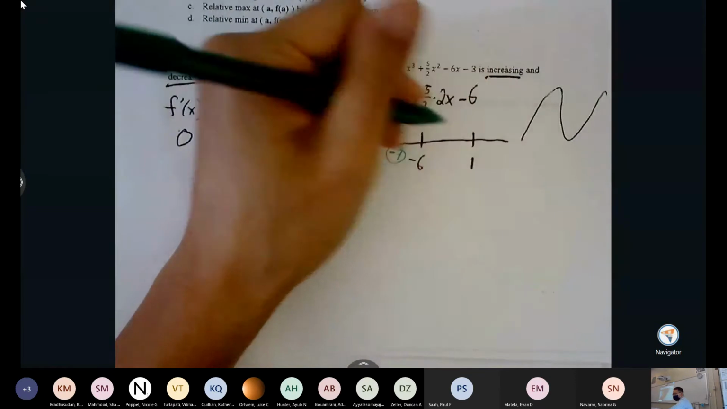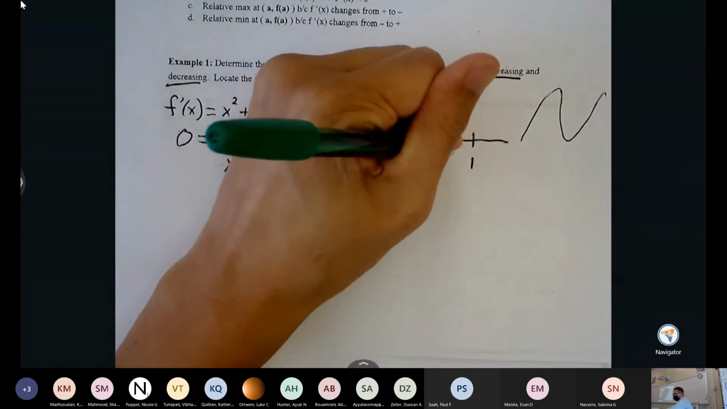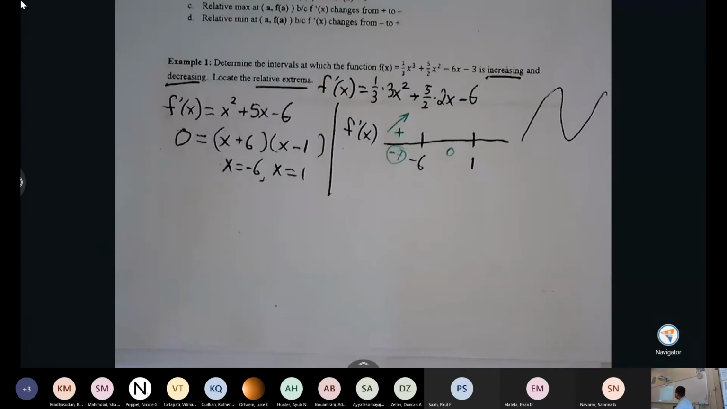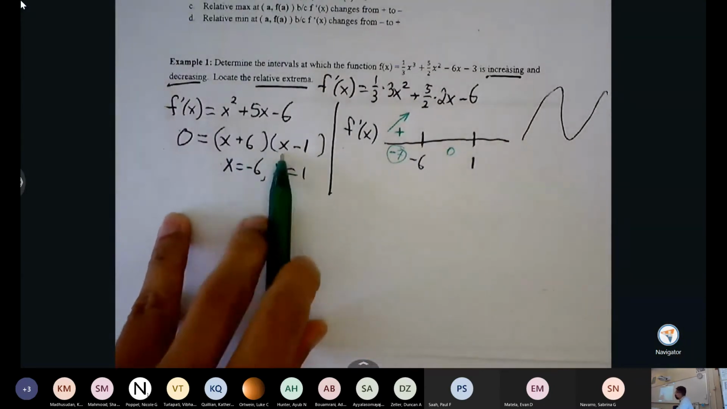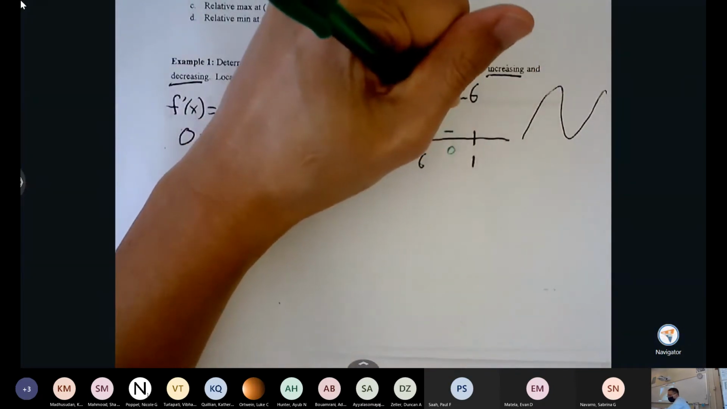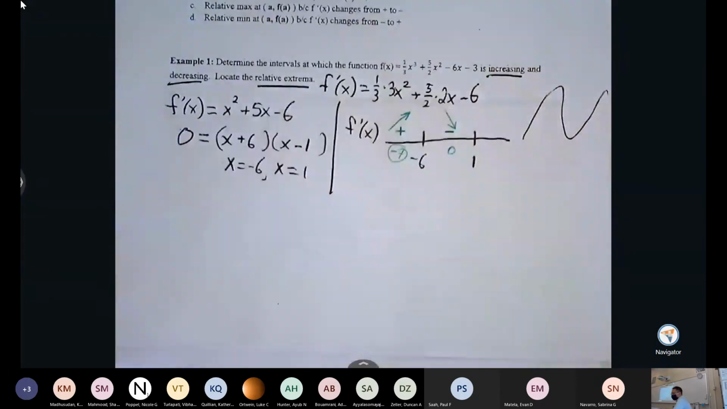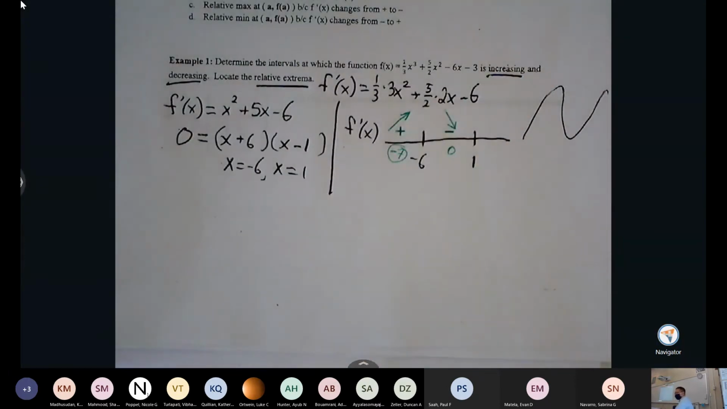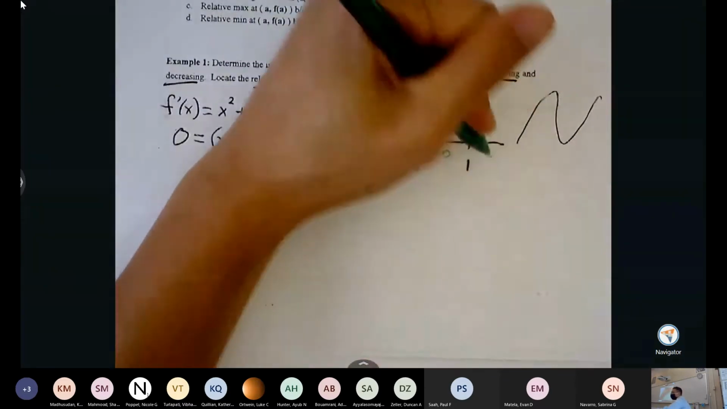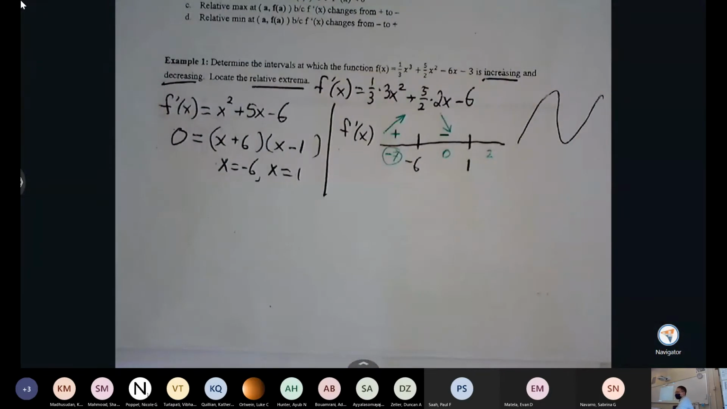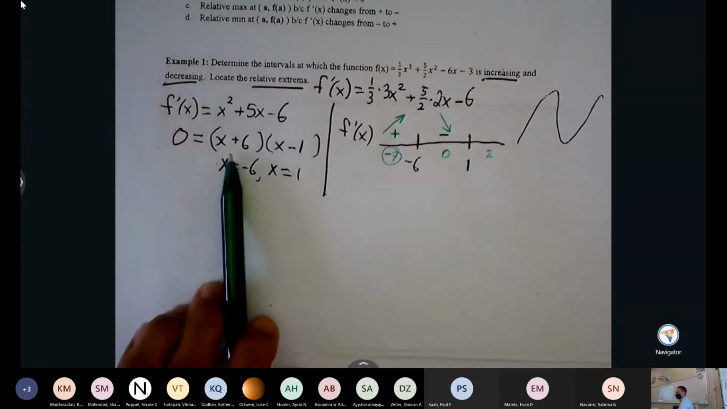I'll choose a number between -6 and 1. I'm always going to try to involve 0 if I can. It's an easy number to test. So 0, and for x, I get 0 plus 6, 0 minus 1. Positive times negative is negative. So I know I have negative slope. My graph is going to be falling. I like to draw an arrow to indicate that my graph is falling in that interval. Helps give me a visual. And then to the right of 1, I'll choose 2. Plug 2 into the derivative, I get positive times positive, which is positive.